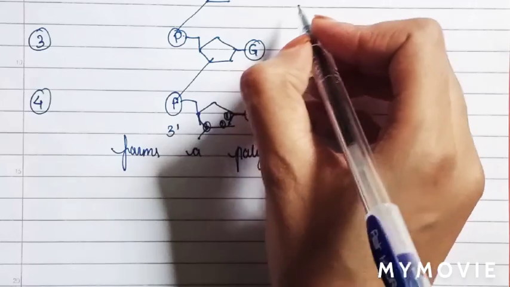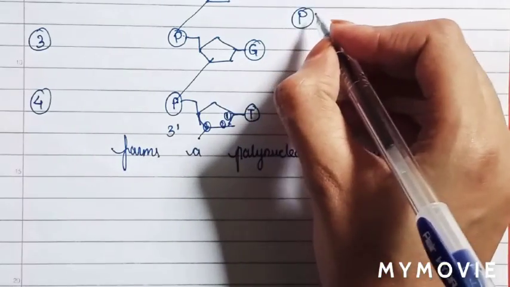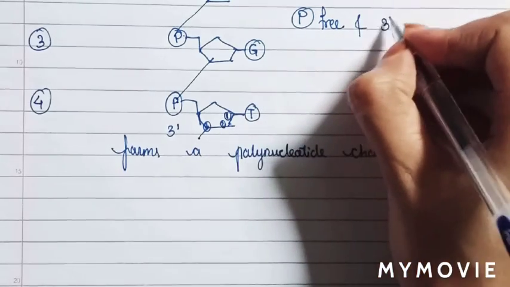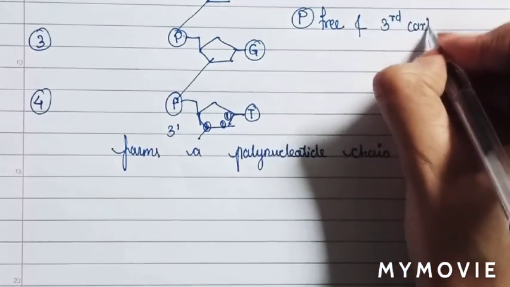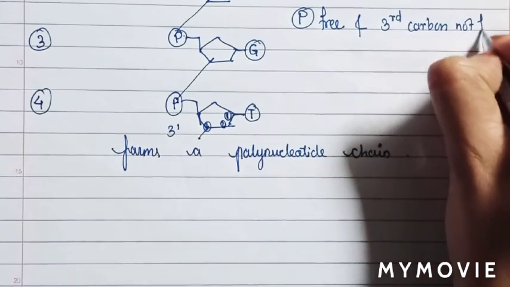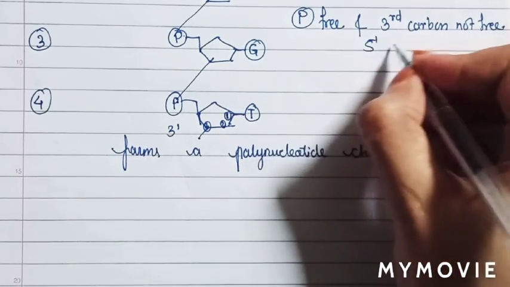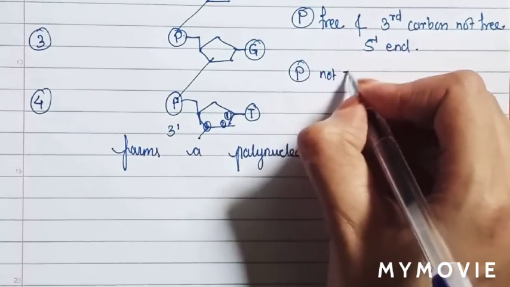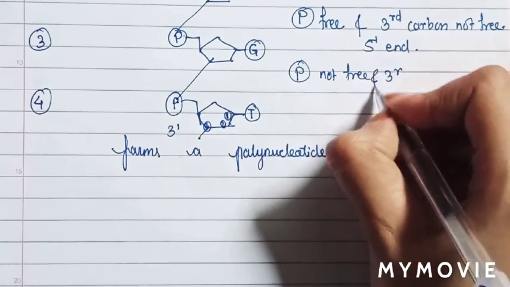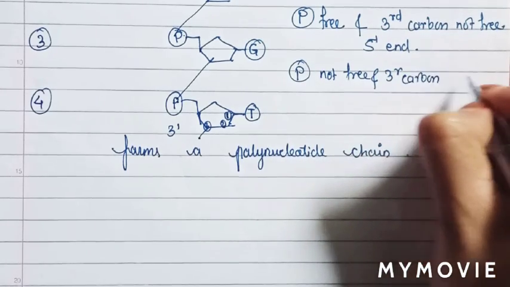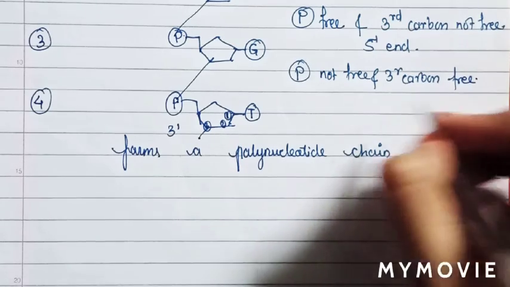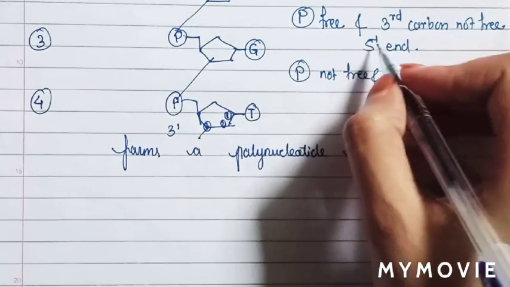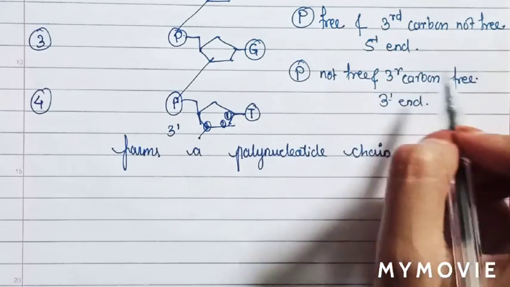Here we will write: where the phosphate group is free and the third carbon is not free, it is the 5' end. And where the phosphate group is not free and the third carbon is free, then it is the 3' end. How to remember the 3' and 5' end? So in short, we have written this.